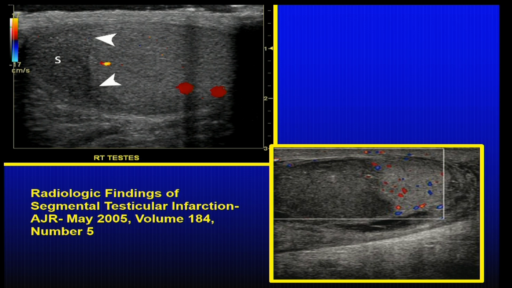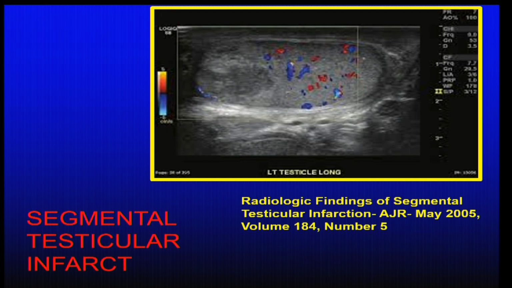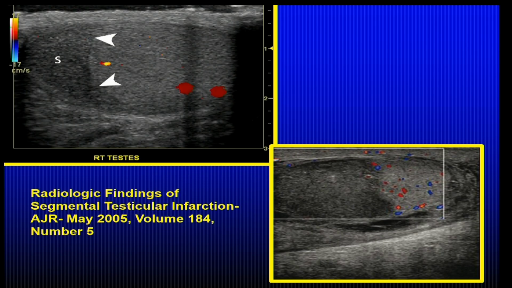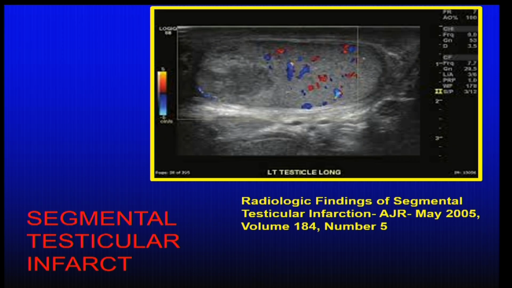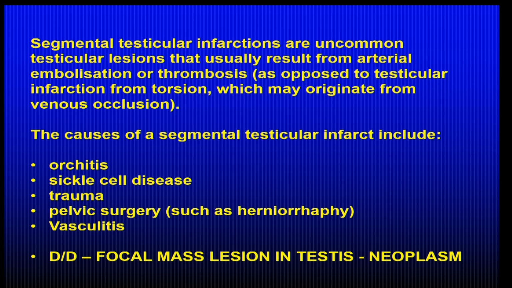Then see here, you are seeing a wedge-shaped hypoechoic area within the testes. What is it? Is it a torsion? No, this is not a torsion. Why? I'll tell you, because these are segmental testicular infarcts. So you will see only a wedge-shaped hypoechoic area devoid of flow, but the rest of the testes shows complete flow. And these typically occur because of any kind of vasculitis setting in.